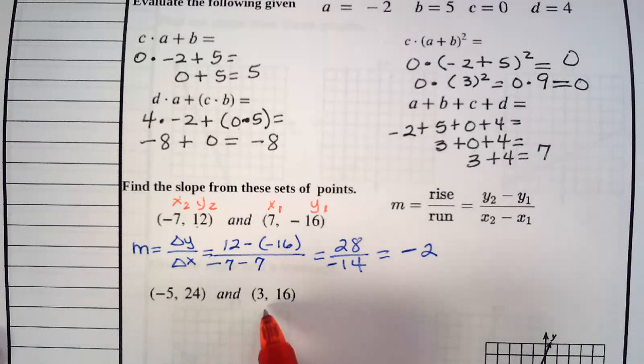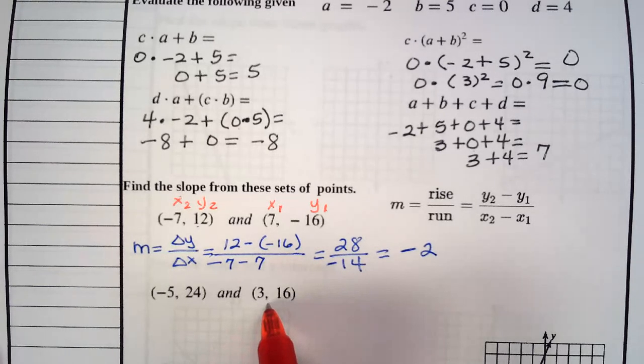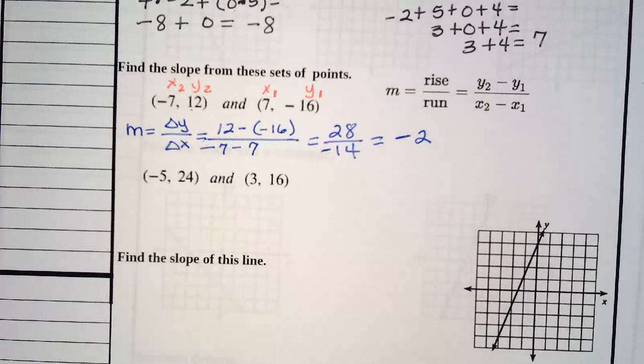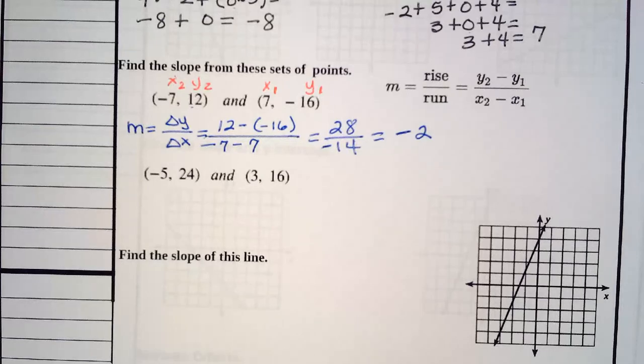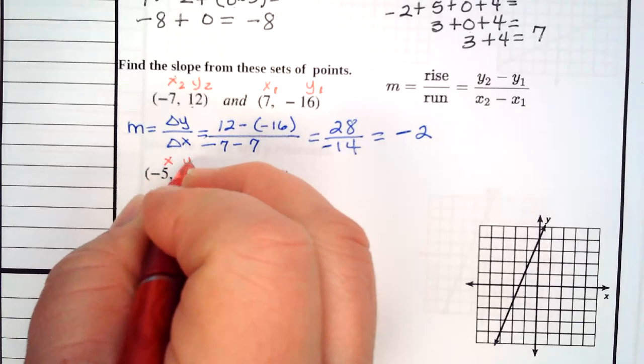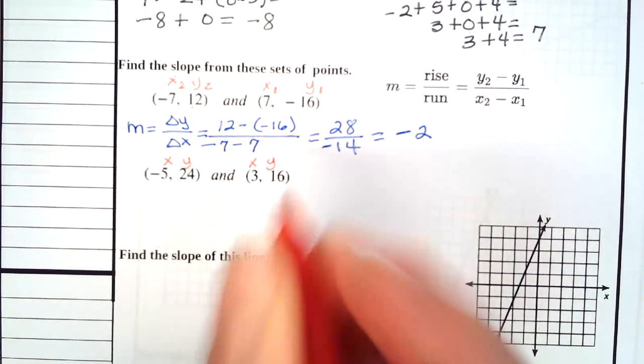If you want to start and call this x2 and y2, that's fine. Either one can be x1 and y1 and x2 and y2. As long as when you're setting up your formula, you start with the same point both times. Okay, x, y, x, y.